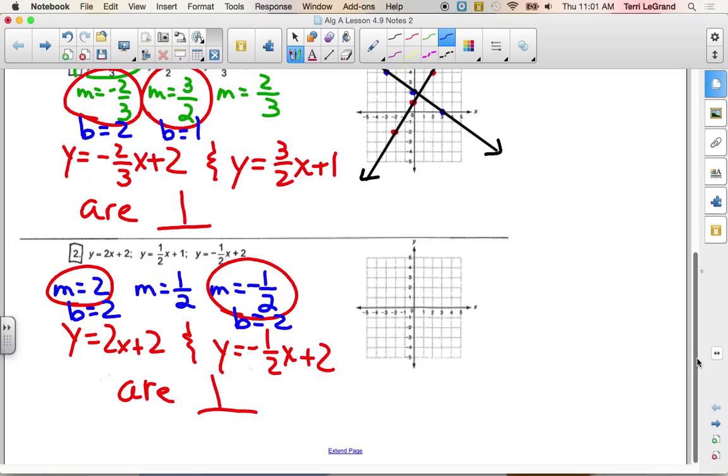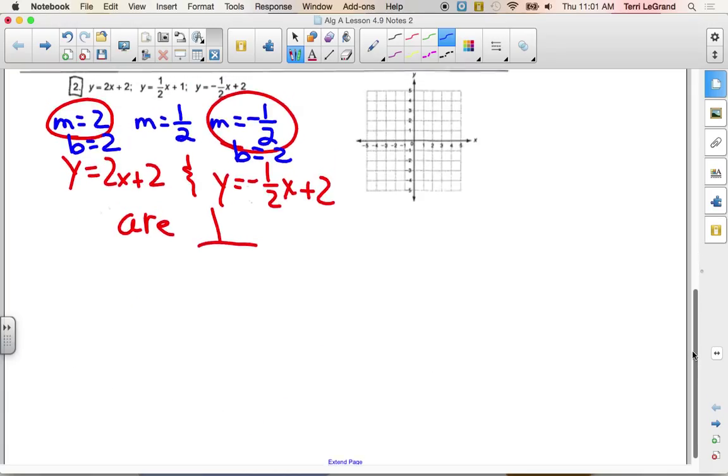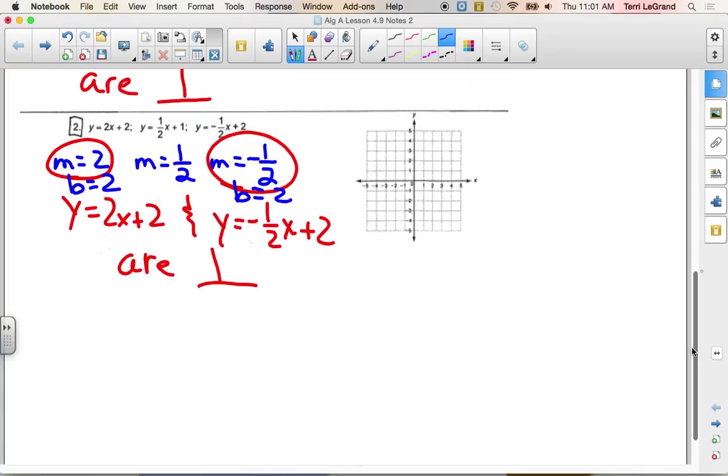Remember, again, let me caution you again, because there's always somebody who wants to ignore my cautions. Graph the points for one line, draw the line. Then, graph the points for the other line, draw the second line.